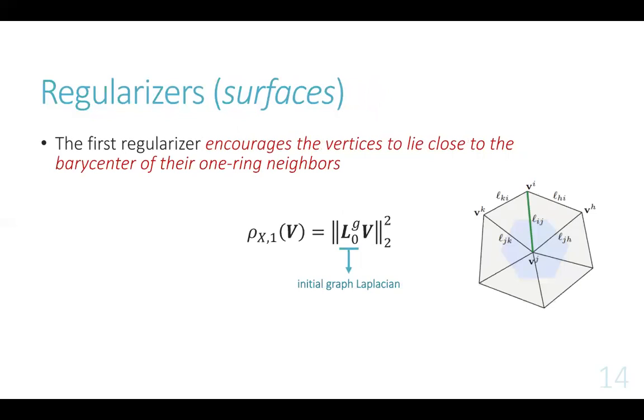So here are the regularizers they propose for general surfaces. The first regularizer encourages the vertex to lie close to the center of its one-ring neighbors. You can see the figure at the right: we want this V_j to be at the center of its neighbors. This can be formulated as a regularizer that computes the matrix product between the initial graph Laplacian, which doesn't change at all because it's the graph Laplacian, not the cotangent Laplacian, and the vertex embedding, and we take the squared norm.